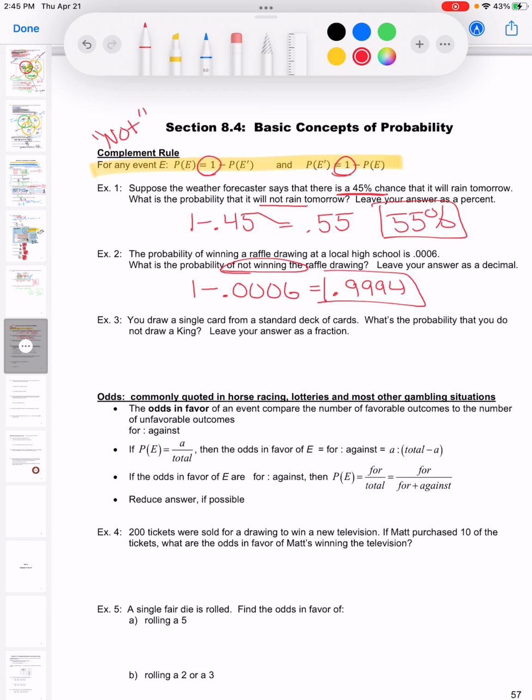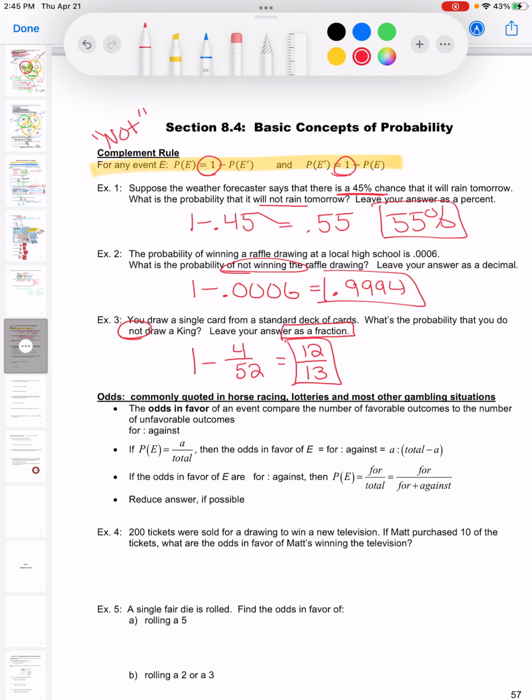And then 3 is going to use the cards that we were looking at in the last section. So there are 4 kings. So the probability of drawing a king is 4 out of 52. And since it says not, I'm going to do 1 minus. And it did ask me to leave it in a fraction. So we can type that in our calculator, but we do want to reduce it all the way down. And your calculator can do that for you.